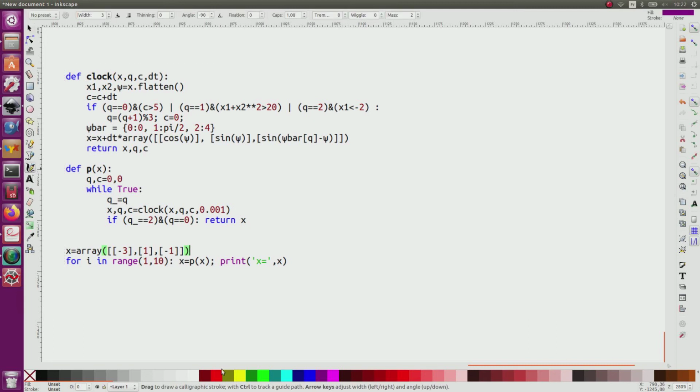So the idea is the following. I will perform a simulation, and each time I have a Q that switches from 2 to 0, so this is the old value for Q, which is memorized here. Each time that Q switches from 2 to 0, then I will return x, so it means that x is on the Poincaré section. Of course, each time I cross the Poincaré section, the clock has to be initialized to 0, and Q is also equal to 0.